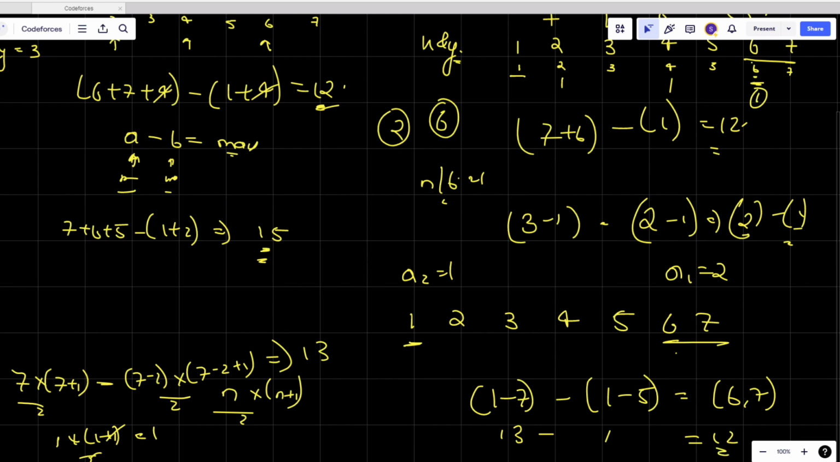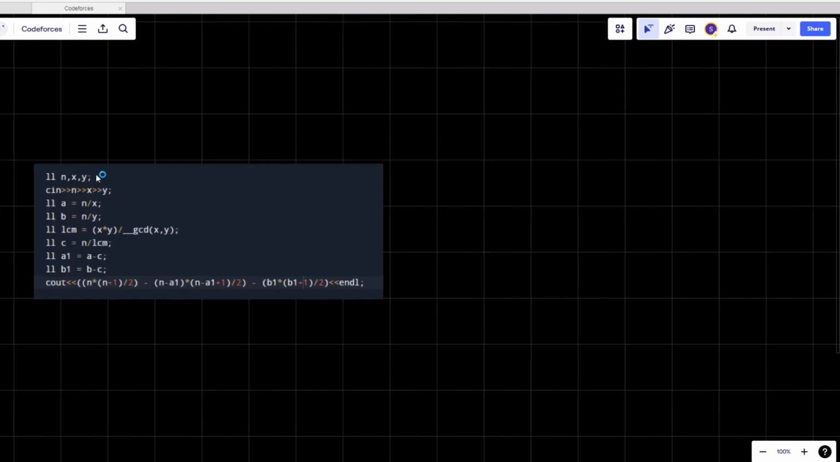And I'm getting the maximum answer. Okay, now let's move to the coding part. As given in the question, there are 3 variables, n, x and y. I am taking their input. So now see, the count of indexes that are divisible by x is going to be a, and the count of indexes that are divisible by y is going to be b. Okay, now I'm taking out their LCM, x into y divided by GCD of x, y.